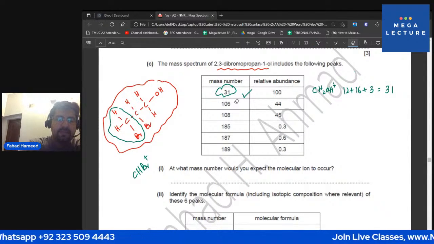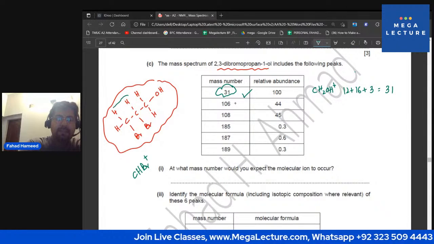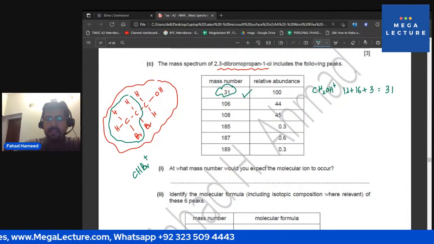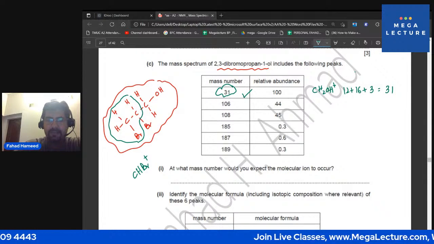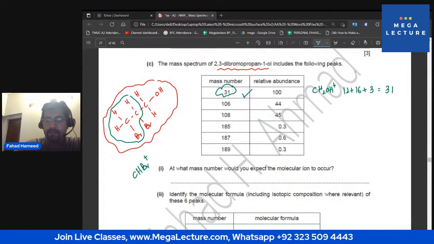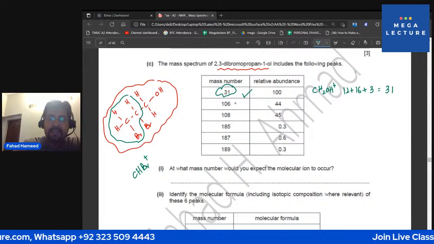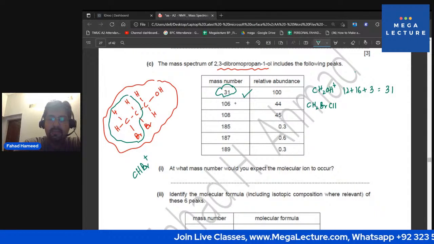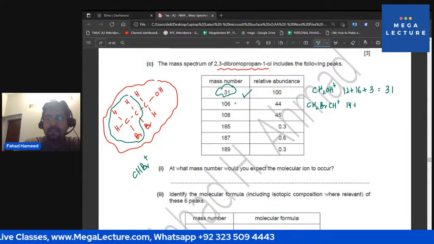Let's say my fragment is slightly bigger. Let's say it also includes the neighboring carbon atom. So now what do I get? Is this 106 or not? So carbon plus 2 hydrogens, that's 14, plus bromine, let's take that as 79, plus the other carbon, that's 12, plus 1 hydrogen. So 106, I'm getting exactly 106. So it is CH2, Br, and CH plus 1. And the Br over here is the 79 one. It's 14 plus the 79.